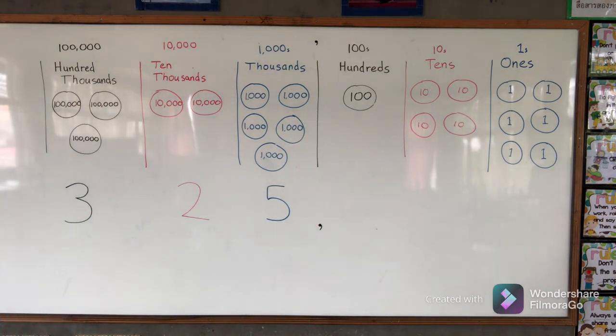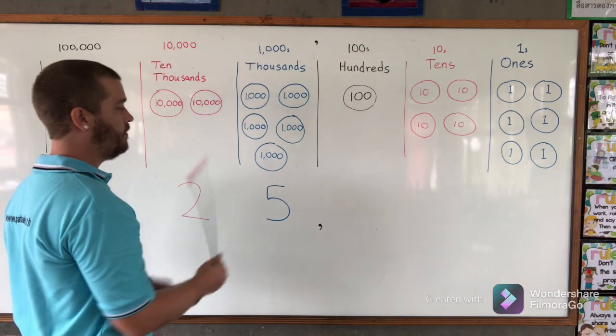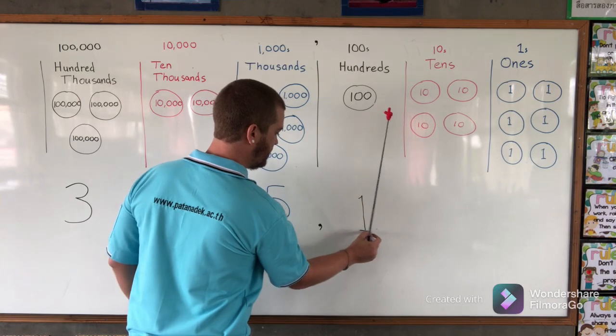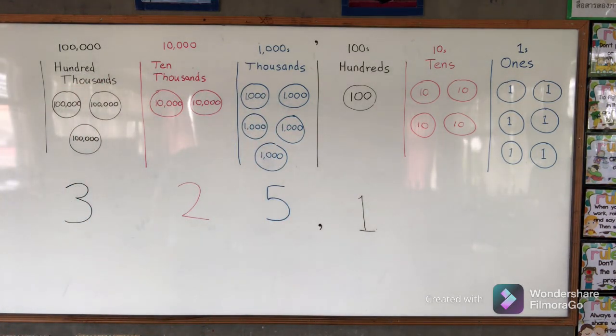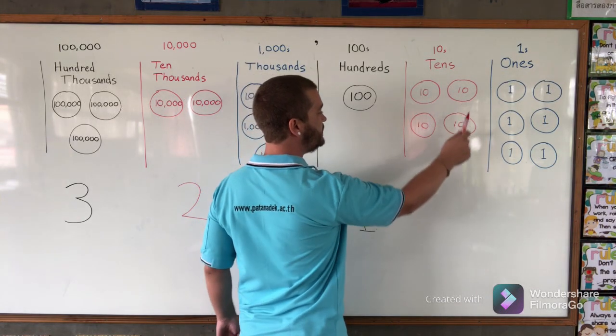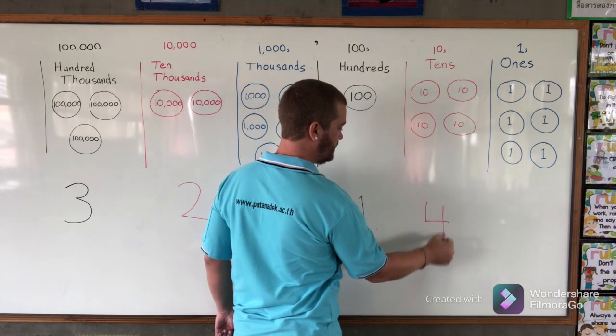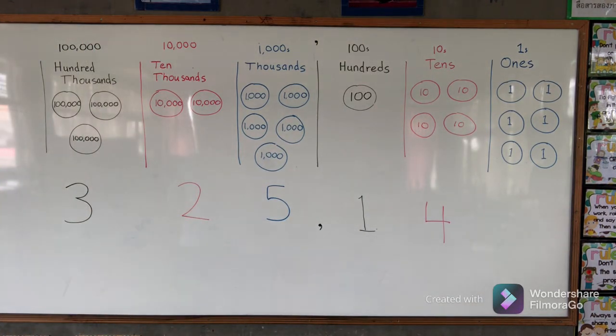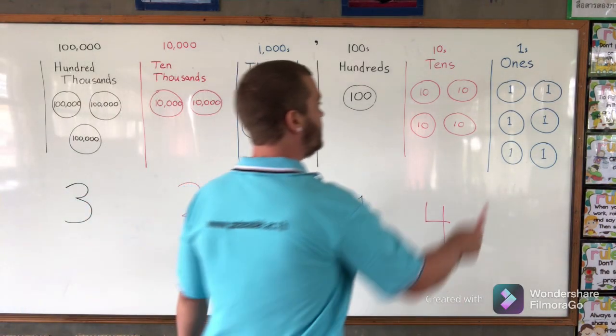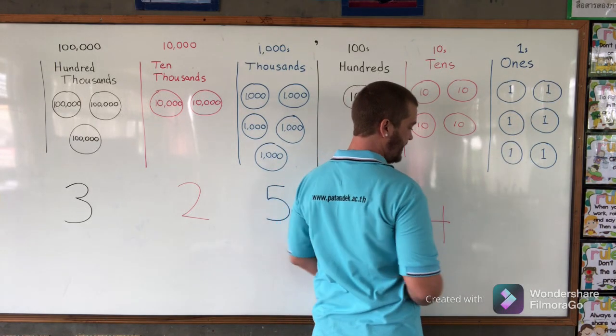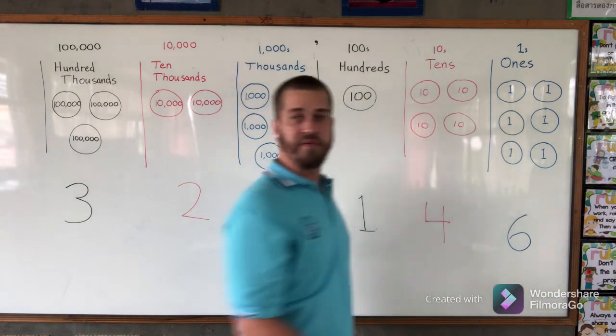So let's look at the next one. How many hundreds do we have? 1, right? Let's go ahead and put that 1. So we can already read some of it. 325,000 and 100. And now we need to figure out the tens column. How many tens are there? 1, 2, 3, 4. Okay? Now how many ones are there? This is pretty easy, right? 1, 2, 3, 4, 5, and 6. So now we have our completed number.